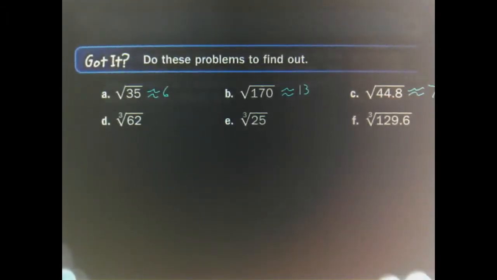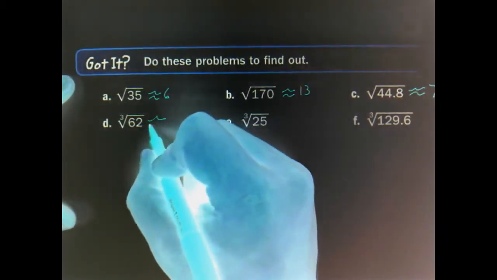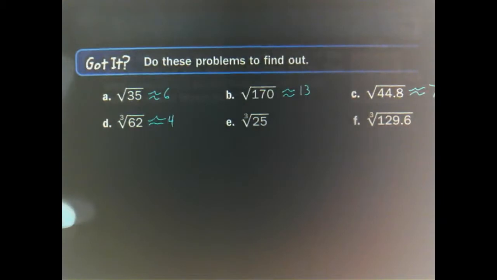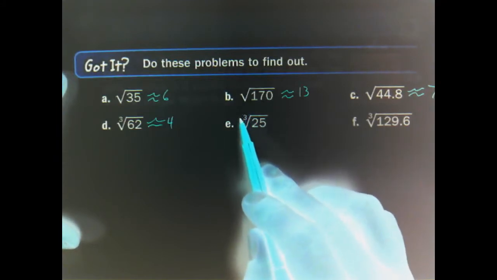D, E, and F. Now we're looking at cube roots. Okay, the cube root of 62. Well, the closest perfect cube is 64, which is 4. So this is approximately 4. The cube root of 25, okay, that is a trick question. Make sure you realize it is a cube.